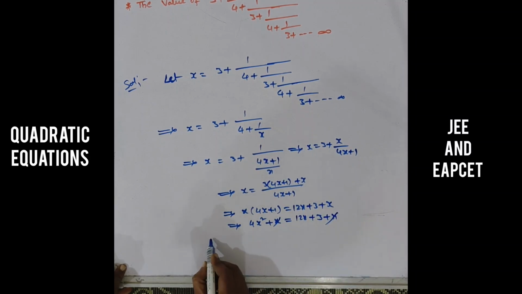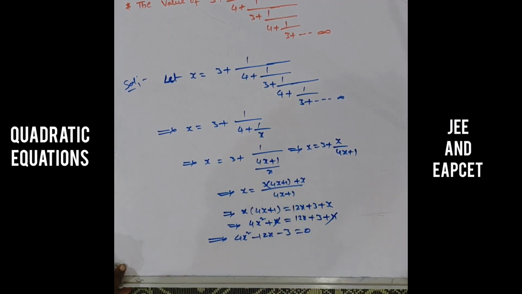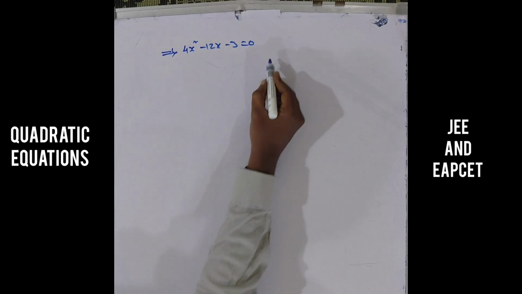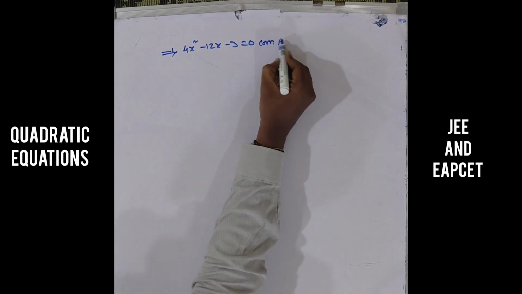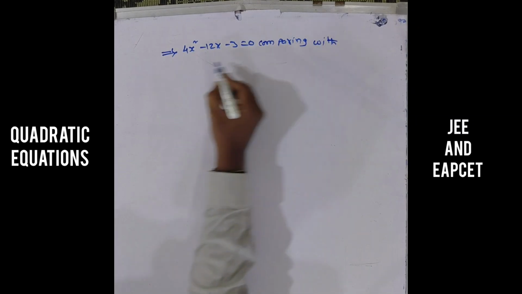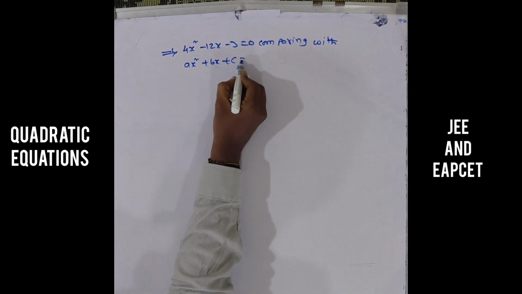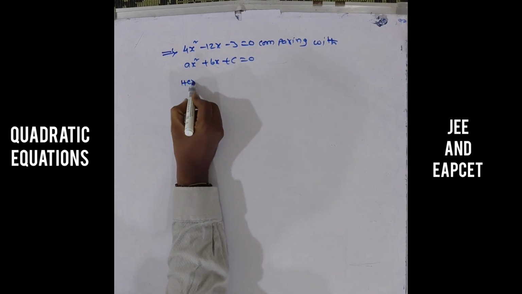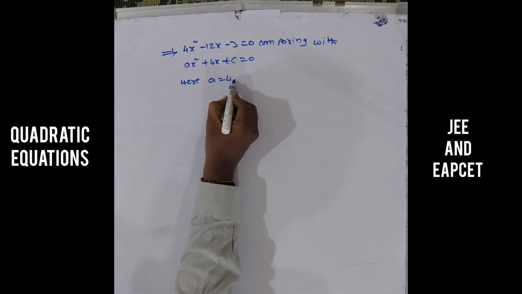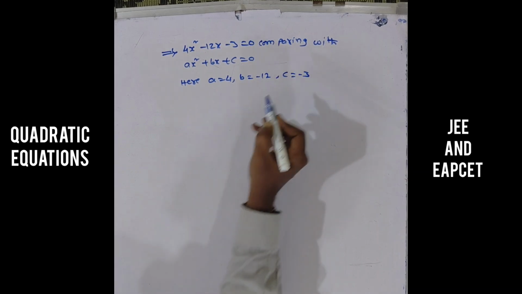x gets cancelled, implies 4x square plus 12x, taking to this side, minus 12x, plus 3, taking to this side, minus 3, equal to 0. Variable x. Comparing with ax square plus bx plus c is equal to 0, here a is equal to 4, b is equal to minus 12, c is equal to minus 3.